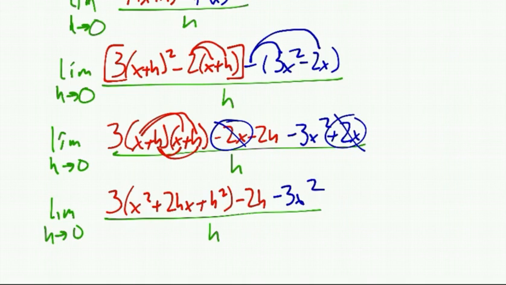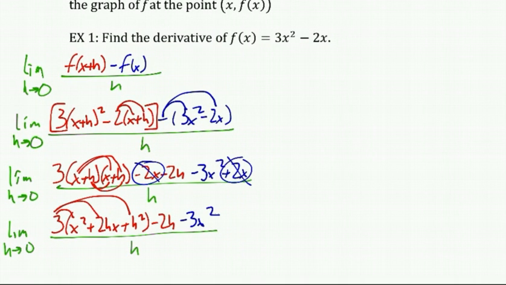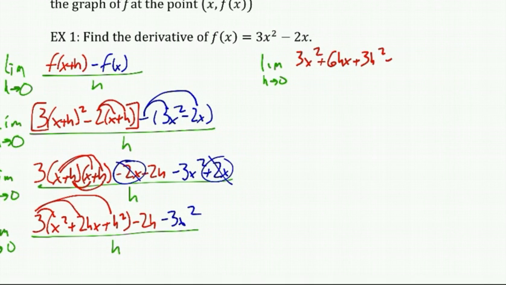Now I'm running out of vertical space, so I'm going to have to shift to the right a little bit. But let's distribute that 3 to the x, to the 2hx, and to the h squared. So we've got still, again, the limit as h approaches 0. And then let's distribute that red group. So we've got 3x squared minus 3 times 2h, plus 3 times 2hx is going to be 6hx. And then 3 times h squared is going to be 3h squared. And then we still have that minus 2h, and finally that minus 3x squared that we had left over from good old f of x. All this divided by h.